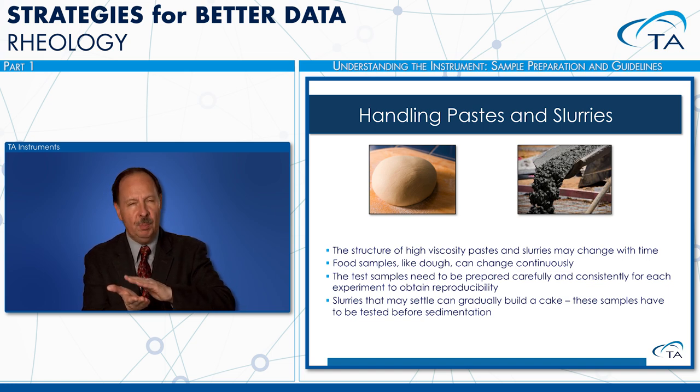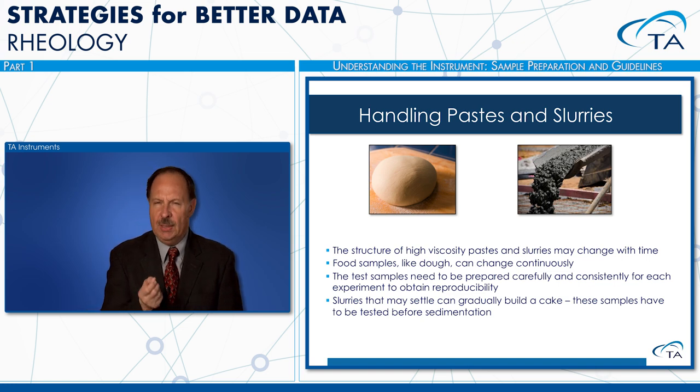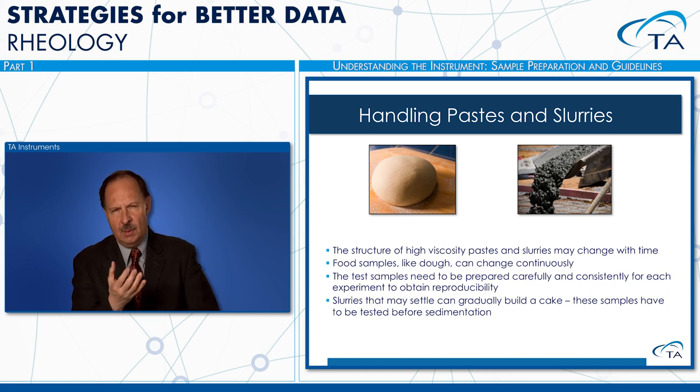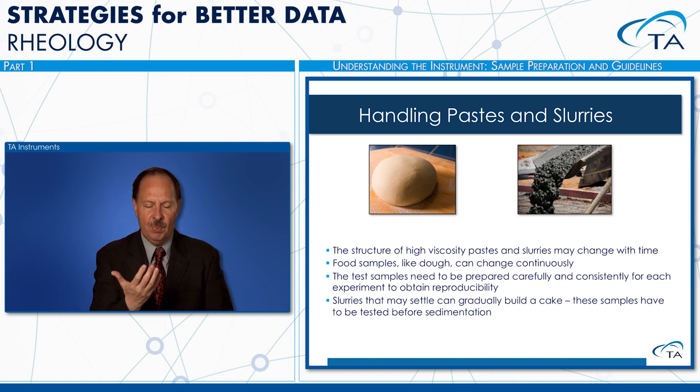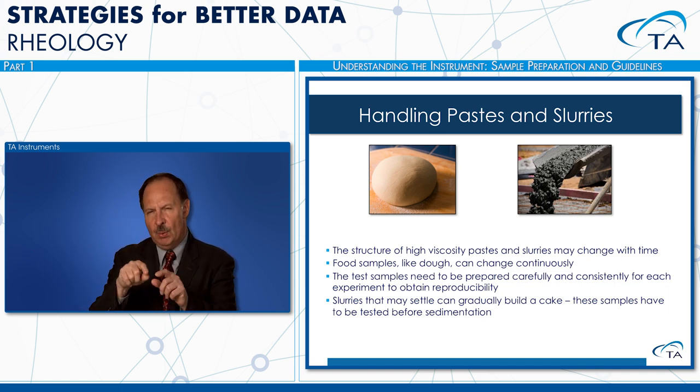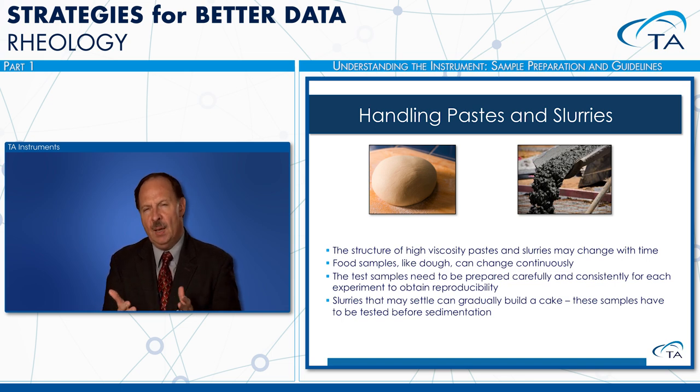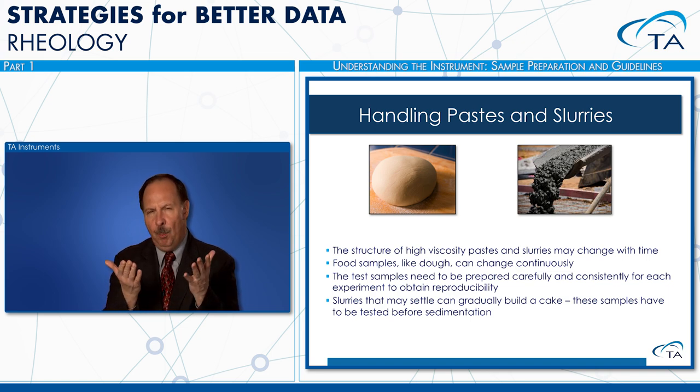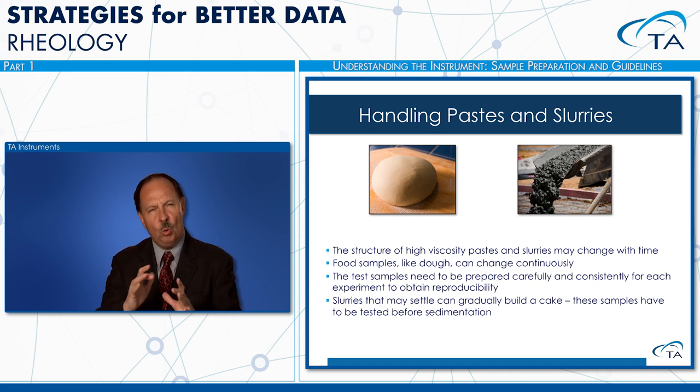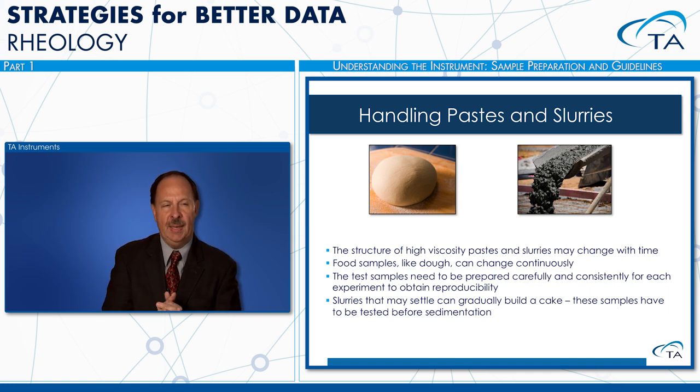You may want to go to a little bit higher gap because of some of the particles. And to avoid evaporation, a lot of times we'll put on a layer of mineral oil. That won't affect the viscoelastic measurements, but it will inhibit the evaporation. If you don't use that, sometimes you can see a crust developing on the side, and you'll start seeing the modulus, especially the storage modulus, going up with time because of the crust being formed around the edge of your dough sample or something like that.